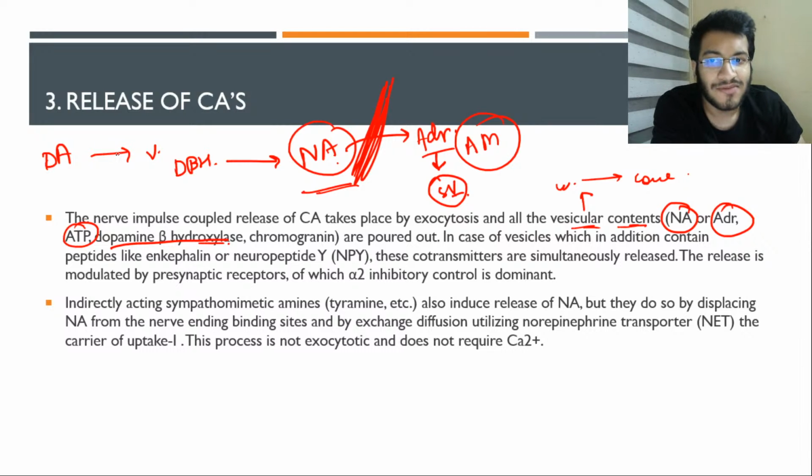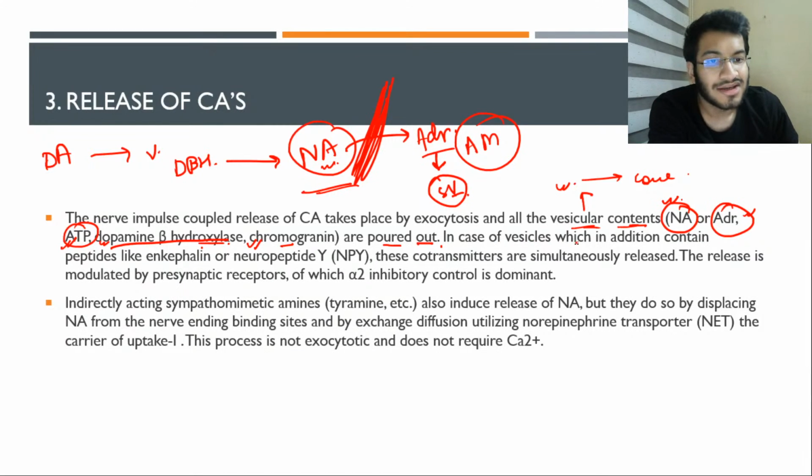So dopamine enters the vesicle with the dopamine beta hydroxylase and converts to noradrenaline. Then how will it come out? Exocytosis will take place, and because of exocytosis there will be exit of noradrenaline, right, from the synaptic terminal. So what all comes out? First of all noradrenaline, that is the neurotransmitter, and in adrenal medulla adrenaline comes out with ATP, with dopamine beta hydroxylase, with chromogranin granules, right? These things are poured out.